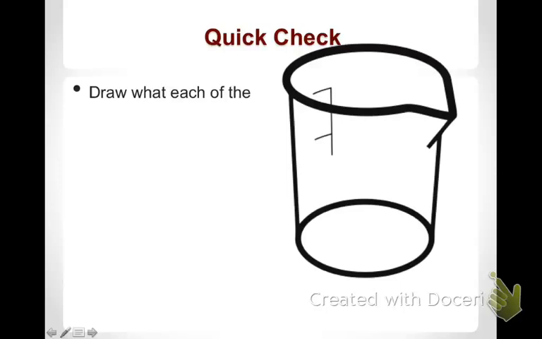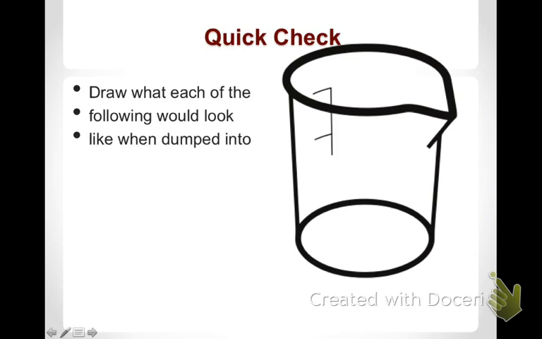Want to do a quick check of what we learned yesterday. So I want you to take a second, pause this before you go on. No cheating. And draw what each of the following would look like when dumped into this beaker of water, according to our flow chart that you guys wrote down yesterday.